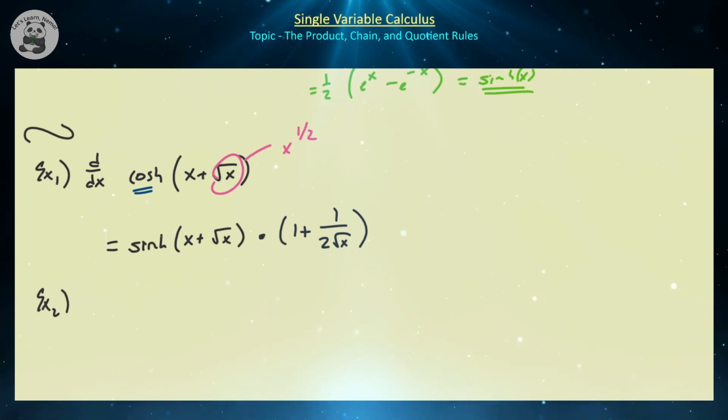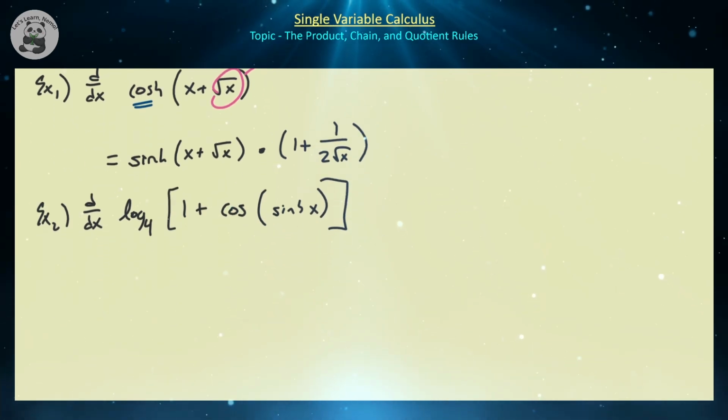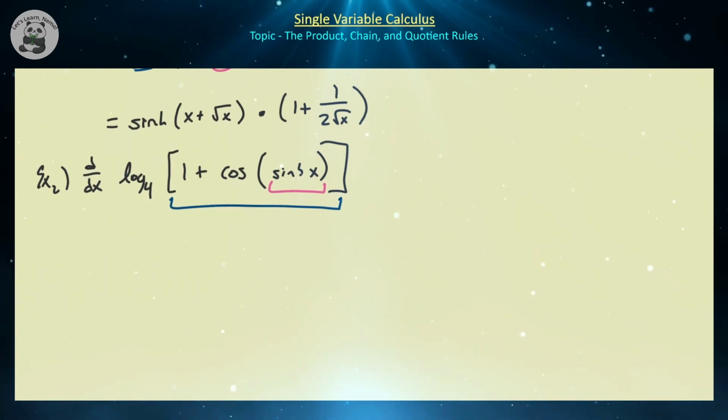So let's just do another example. What would be the derivative of the log base 4 of 1 plus cosine of hyperbolic sine of x? Now here we have a couple nested functions, right? Because notice that log controls this function and cosine controls this function. So we have a chain rule inside of another chain rule, and that's perfectly okay. We just apply the chain rule twice. So the primary exterior function in this picture is going to be log base 4 of this big inside, right? So that's going to be equal to what?